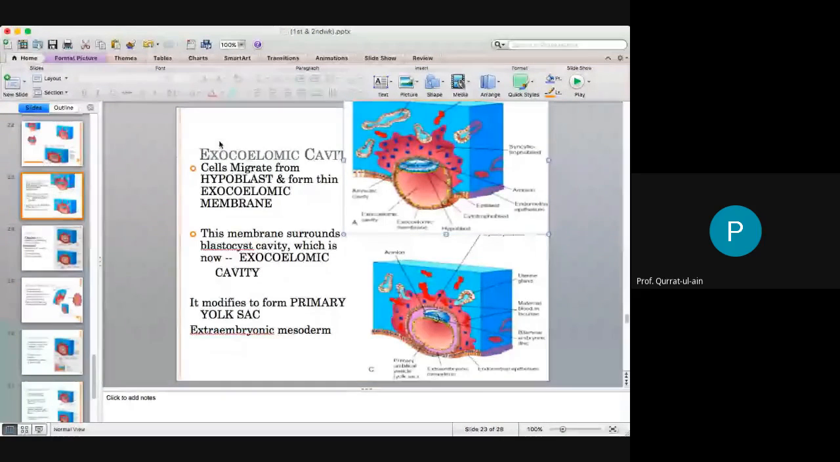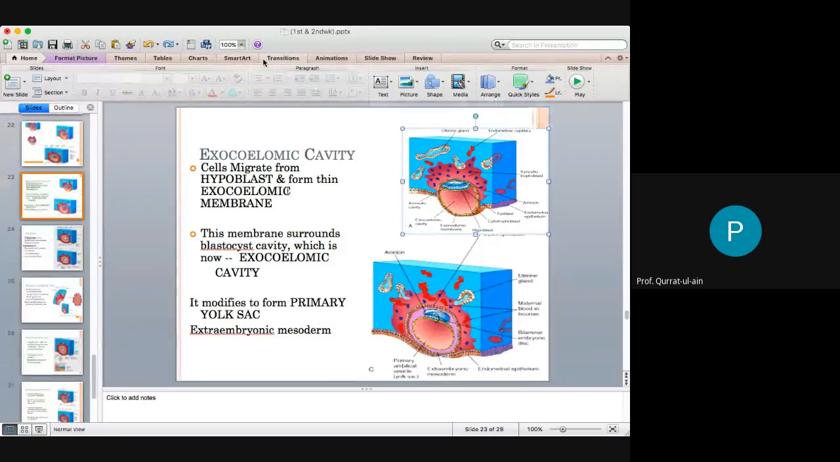Right? So in this slide, you can see that they have specified the exocoelomic cavity or the primary yolk sac. The cells migrate from the hypoblast and form the thin exocoelomic membrane, and this membrane surrounds the blastocyst cavity and forms the exocoelomic cavity, which is actually the primary yolk sac.